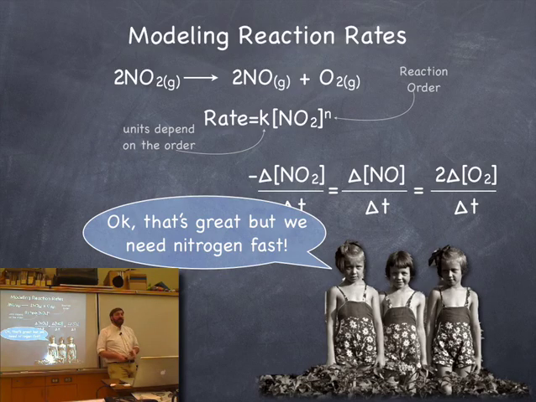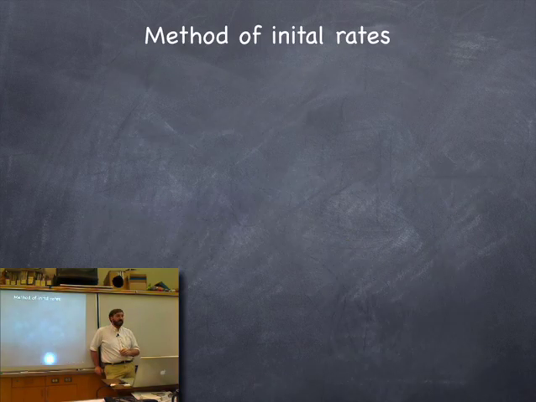Okay? There are a couple of different experimental methods for doing this. The first one, the most common one that you need to know, is called the method of initial rates. So, in the method of initial rates, you will be given some experimental data, or you will go and collect experimental data, which we will do.